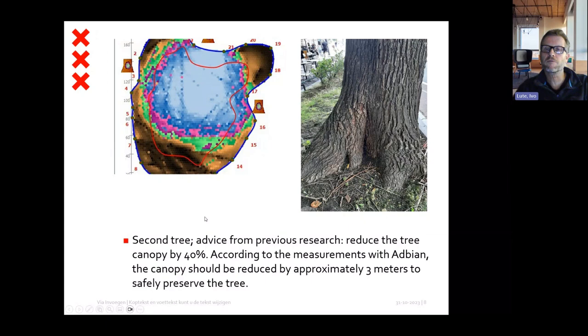So the previous research advised reducing the tree by 40%. You can imagine the tree doesn't look that nice anymore. Also with heat stress, you'd better not. And luckily, according to the measurements with Adbian, the canopy should be reduced by 3 meters to safely preserve the tree. So 3 meters is a big difference from a 40% crown reduction. So the tree stays nice, and we can preserve the tree with most of its canopy.